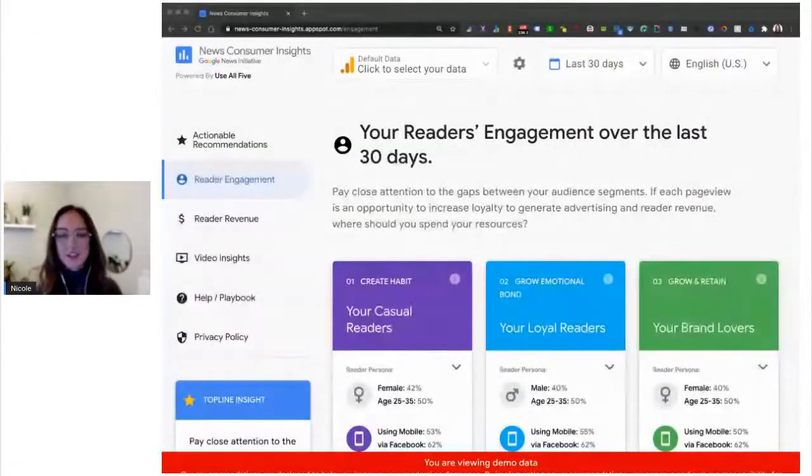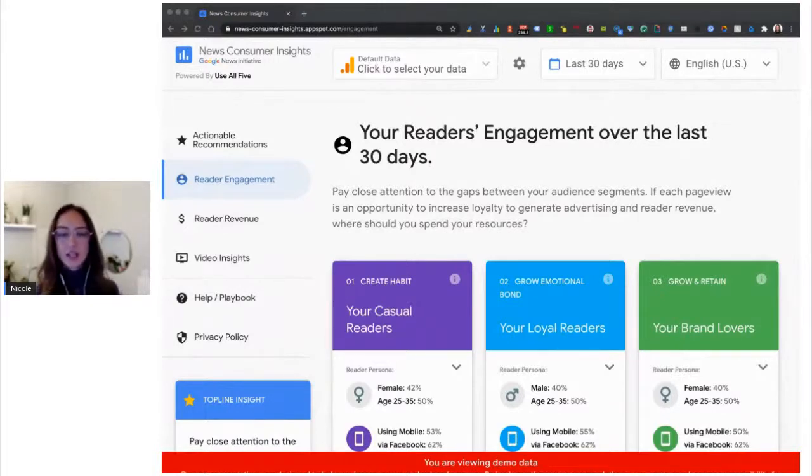Awesome. Thanks so much, Val. So walking into the reader engagement tab here that you can see, essentially engagement can vastly differ based on where your readers are coming from, and that's why you should analyze both the quality and the volume of those traffic sources.